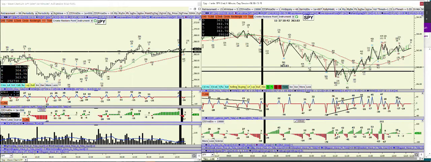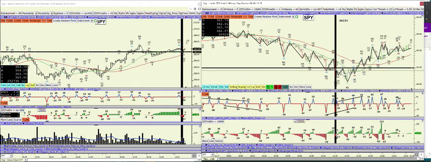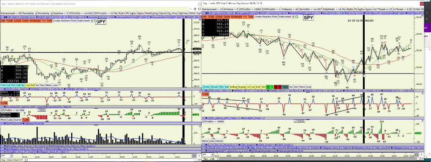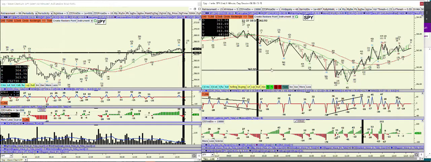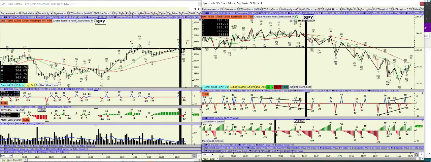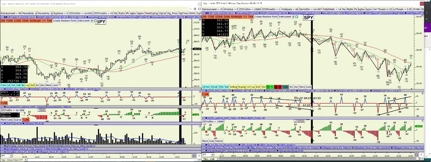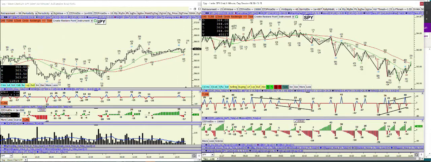So bottom line here is, how do you know a trend is about to change? You know it because the up waves get bigger and down waves get smaller. How do you know the uptrend is about to change to a downtrend? Down waves get bigger and up waves get smaller. That's the behavior. Thanks.